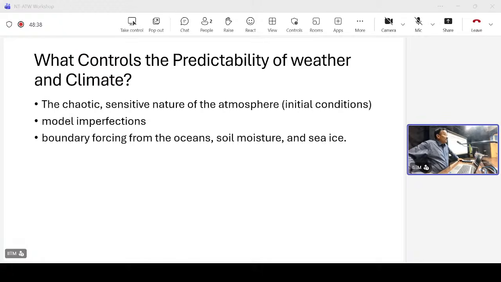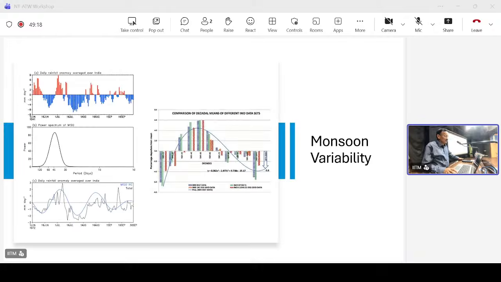Now we want to understand what controls the predictability of weather and climate. First and foremost, initial conditions: the chaotic, sensitive nature of the atmosphere controls the predictability. The second most important component is model imperfections, the dynamical model equations and parameter schemes. Those imperfections also minimize the predictability. Boundary forcings from the ocean, soil moisture, and sea ice, if they are not properly represented in the model, then you don't get better predictability. These are the most important components controlling predictability.